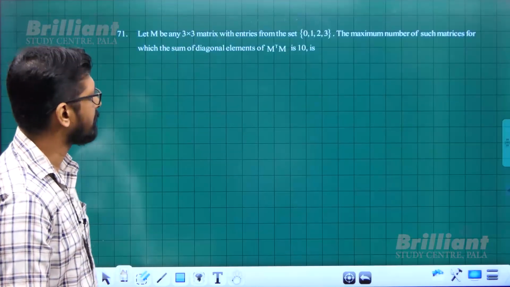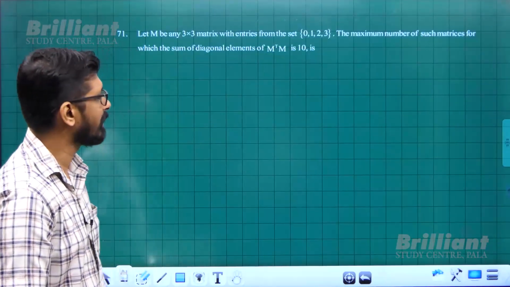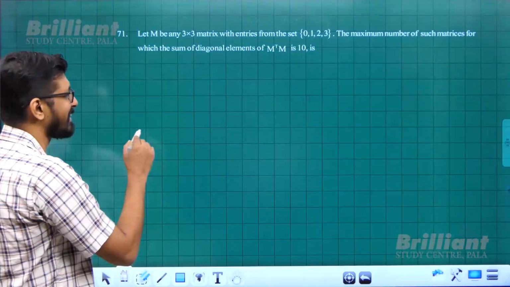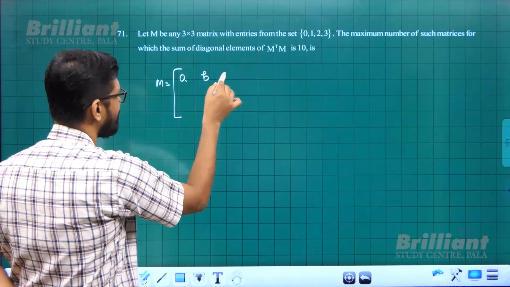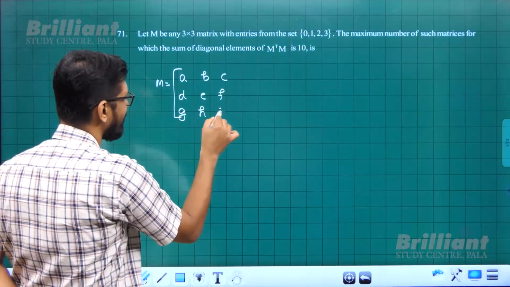Let M be a 3x3 matrix with the entries from the set 0, 1, 2, 3. The maximum number of such matrices for the diagonal elements of M transpose M is equal to 10. ക്ലീഷേ ചോദ്യം, ഒരുപാട് കണ്ട് ശീലിച്ച ചോദ്യം. എമ്മിനെ നമ്മൾ എങ്ങനെയാണ് പിള്ളേർ എടുക്കുന്നത്? a, b, c, d, e, f, g, h, i.